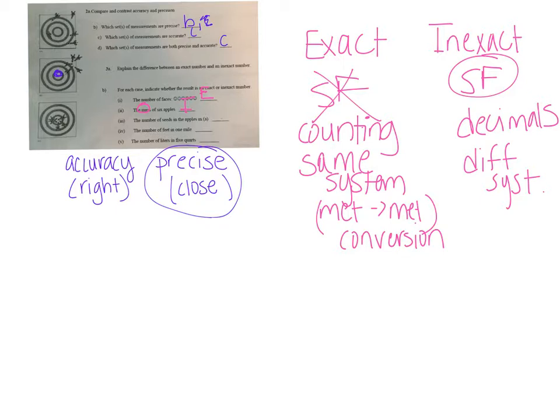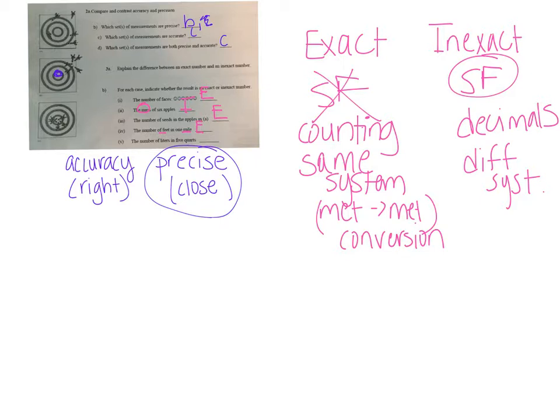Okay. The number of seeds in an apple. I know sometimes we get half a seed, but this is actually going to be an exact number. So once again, it's a counting number. Number of feet in 1 mile. So this is where you got to look at, okay, you know it's a conversion, okay? Are we in the same system or are we changing systems? Both of those are in the American system. So this is going to be an exact number.